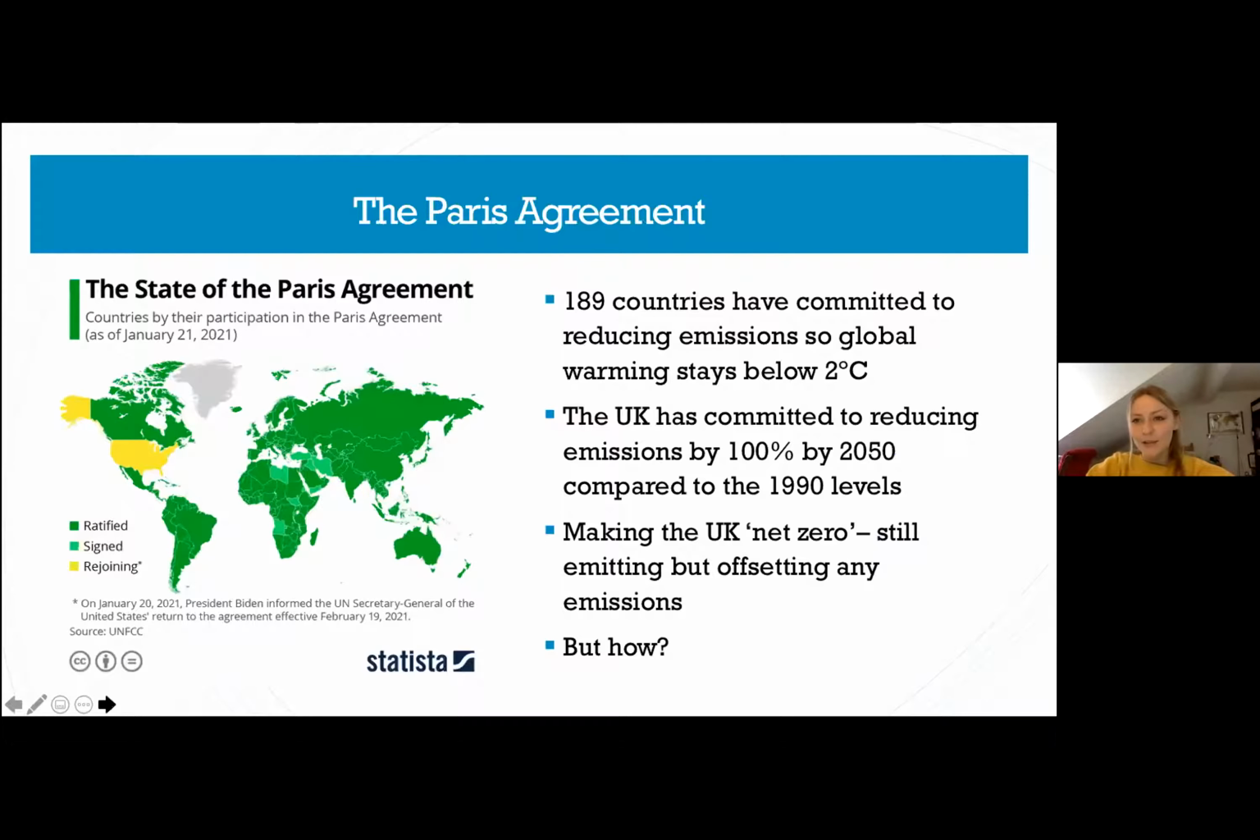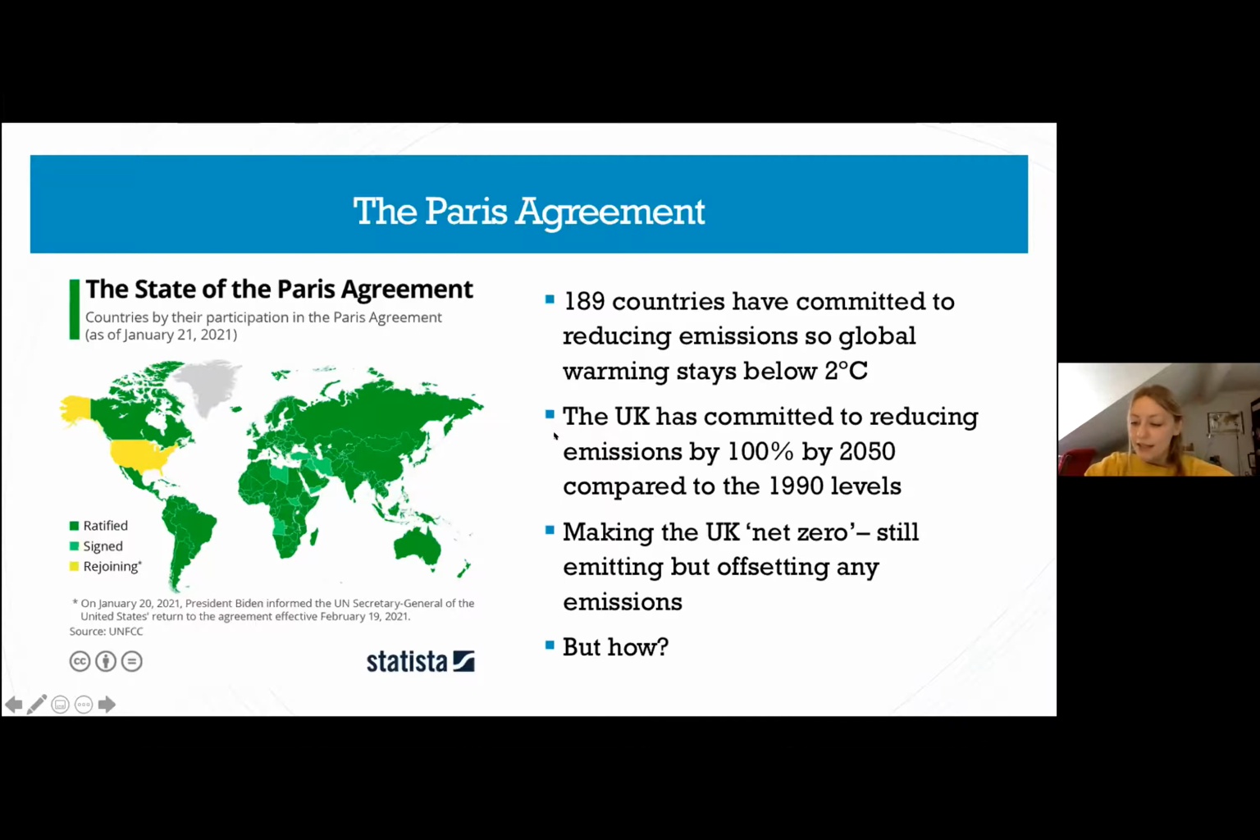So this international agreement is called the Paris Agreement. You've probably heard of it, it's always in the news. It was adopted at the 21st UN Framework Convention on Climate Change, which was held in Paris, so that's why it's called that. And 189 countries have signed it so far, as you can see on this map now. And America's in yellow because it's rejoining, so that's really good news.